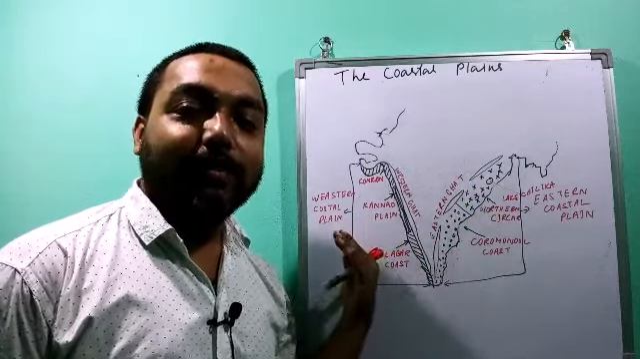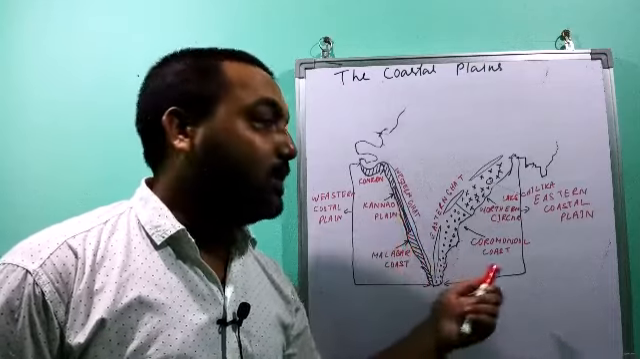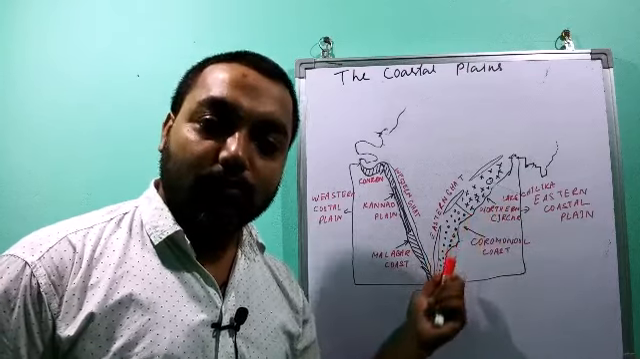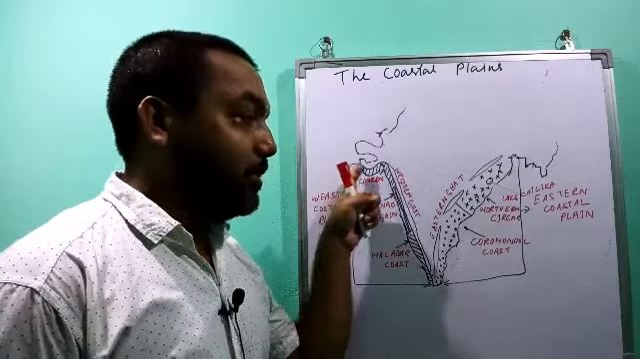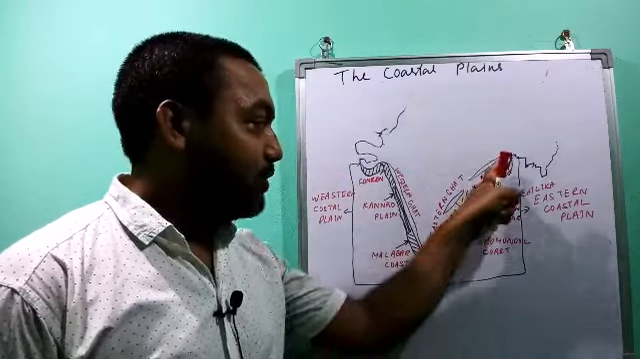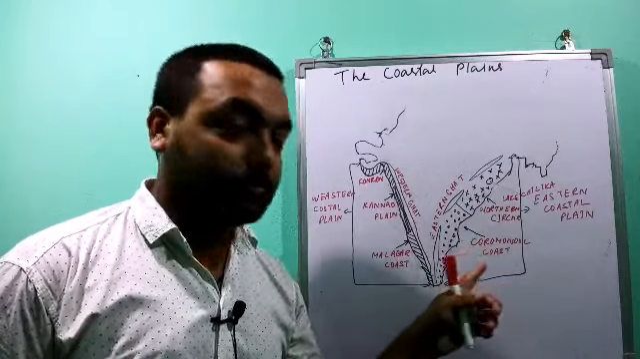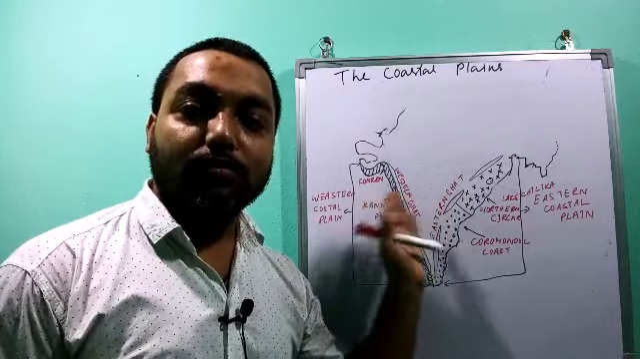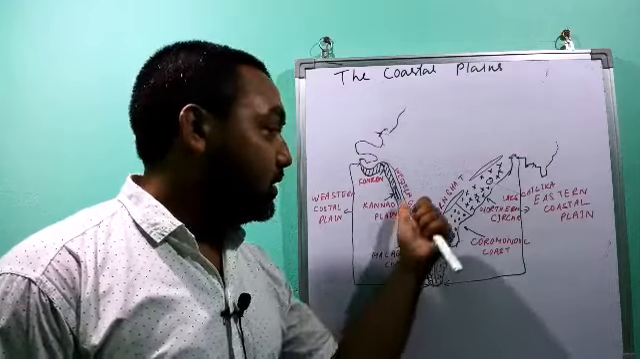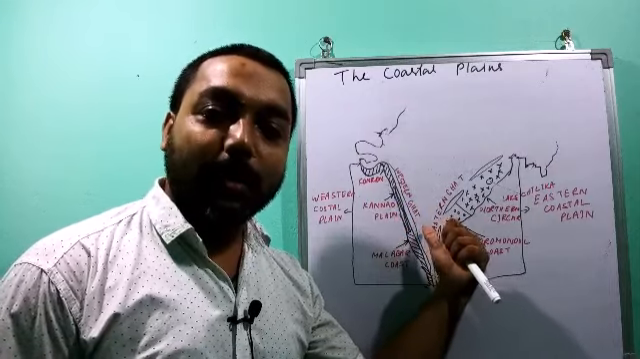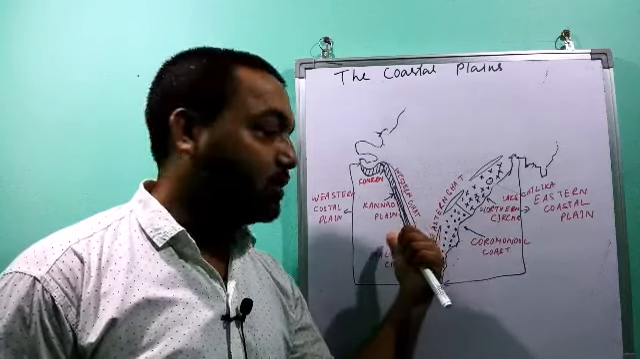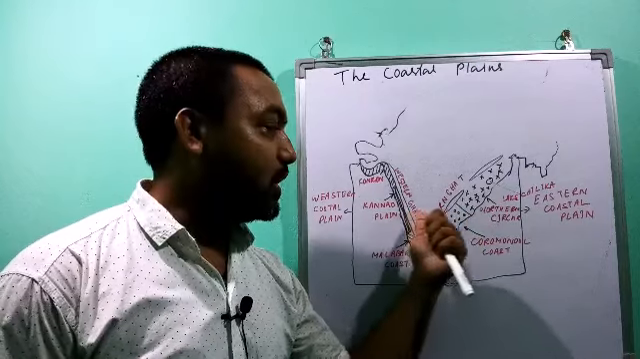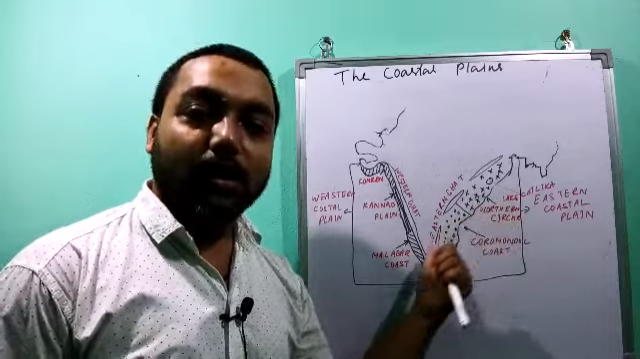The area near the Arabian Sea is known as the western coastal plain, and the area near the Bay of Bengal is known as the eastern coastal plain of India. From here to here this part is the western coastal plain, and from here to here this part is the eastern coastal plain. Both are divided into many divisions. The area from the coast up to the Western Ghat is the western coastal plain, and the area from the Eastern Ghat to the coast is the eastern coastal plain.